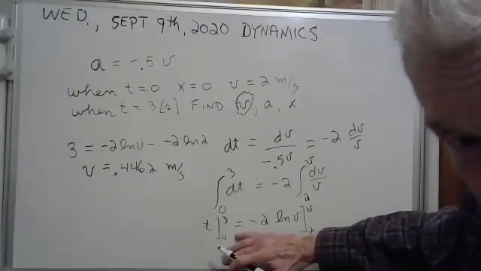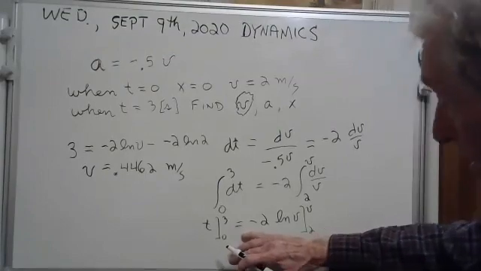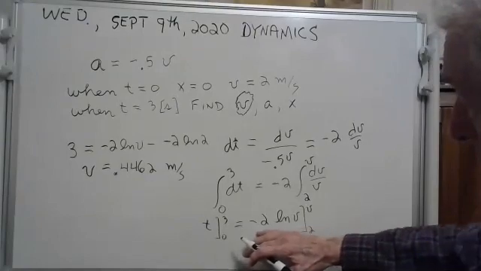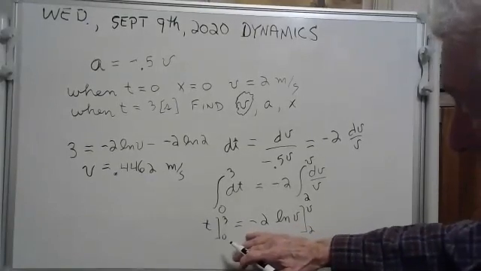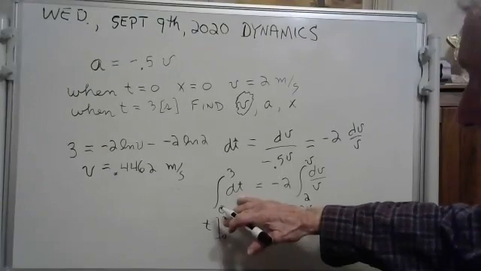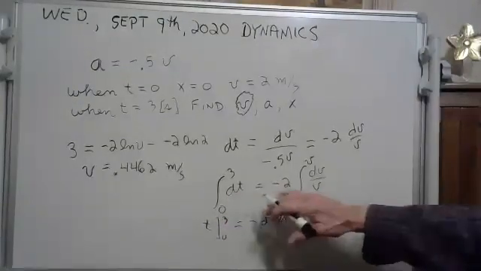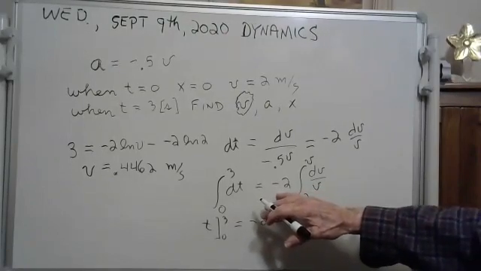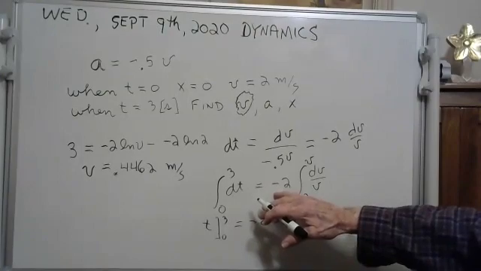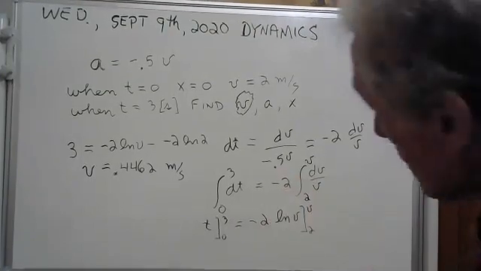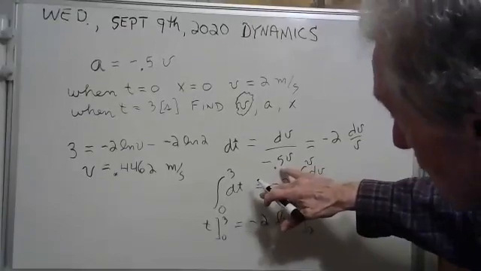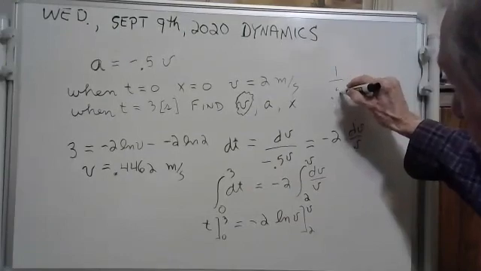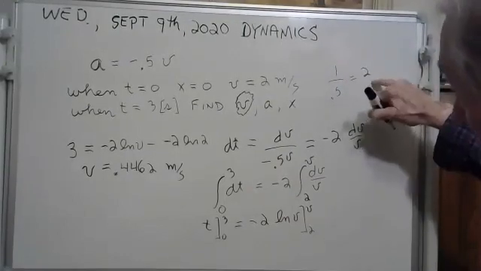Oh, that's Megan. I'm sorry, Megan's confused. How I got this? Before we integrated, how dv over negative 0.5 v equaled negative 2 dv over v. Well, when you divide by 0.5, you get 2. See, 1 divided by 0.5 is 2. You're okay on that, right?